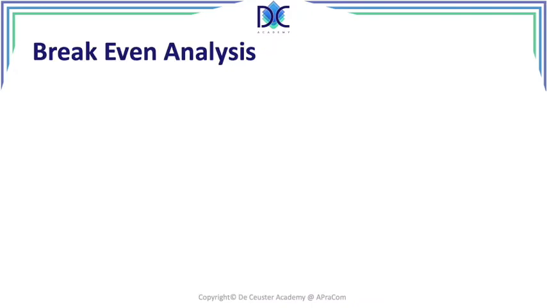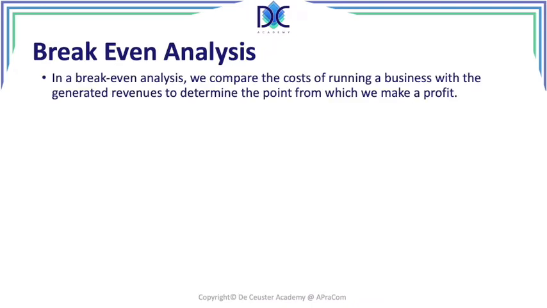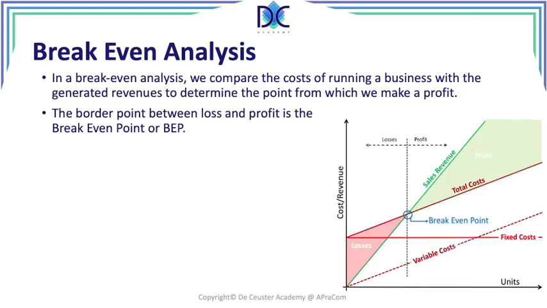The first element I spoke about was the break-even analysis. We compare the cost of running a business with the generated revenues to determine the point from which we make a profit. So the break-even point is the point between loss and profit, and we see it here on the graph.